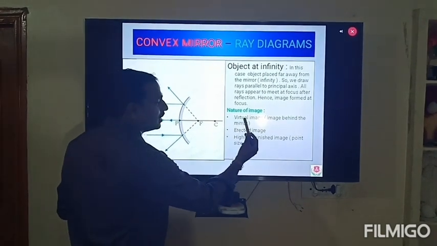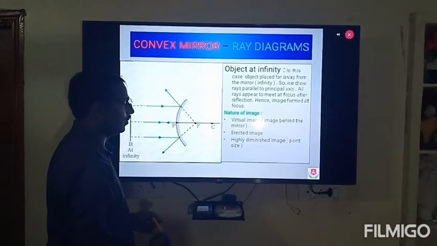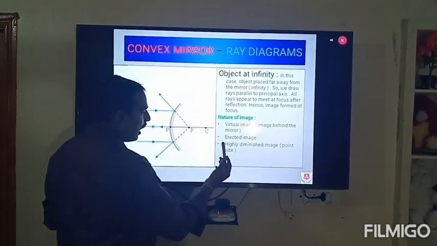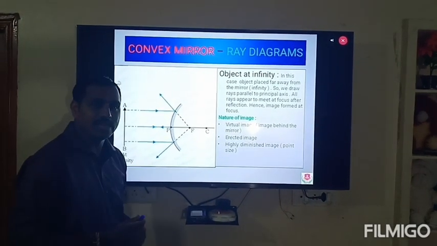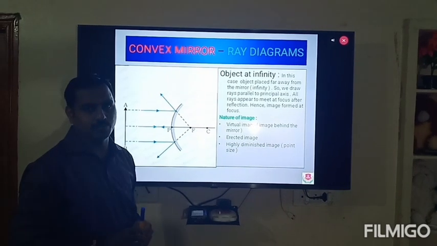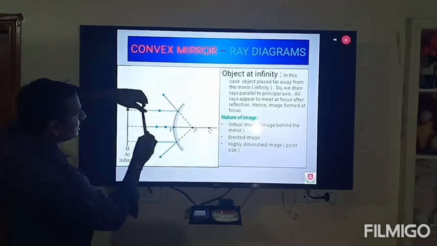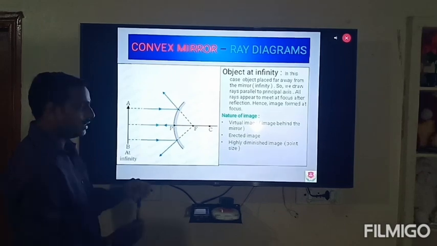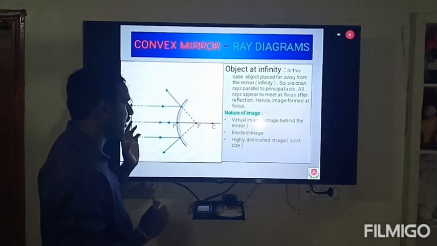So easily we can say that is a virtual image because it is not formed on the screen. The image behind the mirror, what do we call that? Virtual image. And an erect image is formed. Erect image means only a straight image is observed. For example, this object is like this, with the blue color upward and the yellow color downward. There is no reverse image observed in this case.